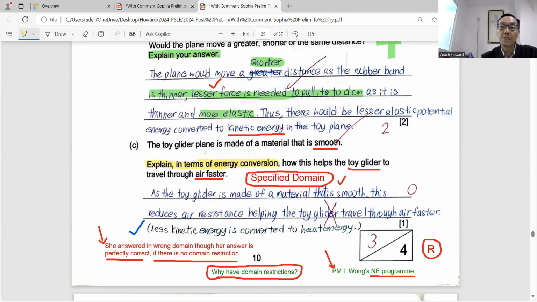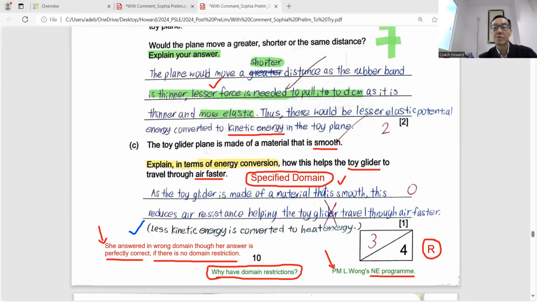So I wish you all the best to learn from one another's mistakes. So that's the importance of item analysis. Cheers.